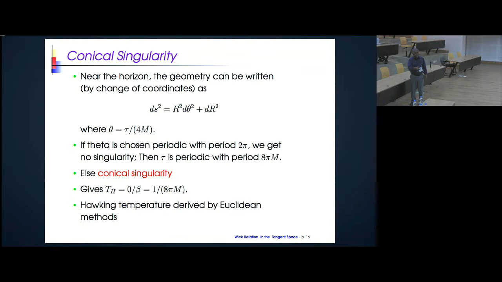So this can be thought of as deriving the Hawking temperature by Euclidean methods. You will appreciate that the actual derivation of Hawking uses entirely different methods, which are based upon particle scattering. And this is a completely different, more geometric way of surprisingly getting the right answer.